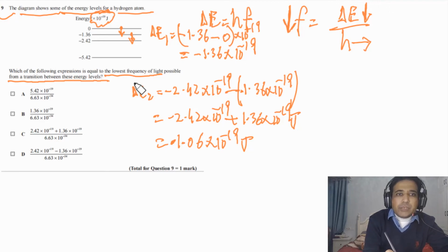But this question is simply asking us about the frequency. So don't worry about the negative sign. There is no negative frequency. So you can ignore this sign.